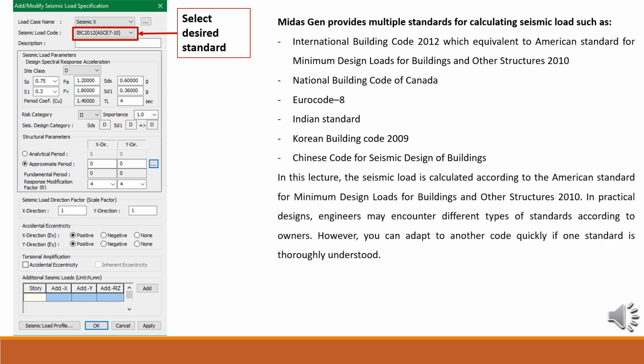In this lecture, the seismic load is calculated according to the American Standard for Minimum Design Loads for Buildings and Other Structures 2010. In practical designs, engineers may encounter different types of standards according to owners. However, you can adapt to another code quickly if one standard is thoroughly understood.